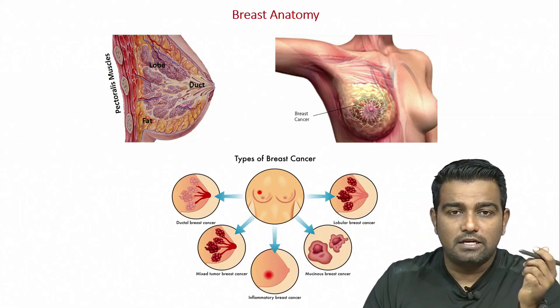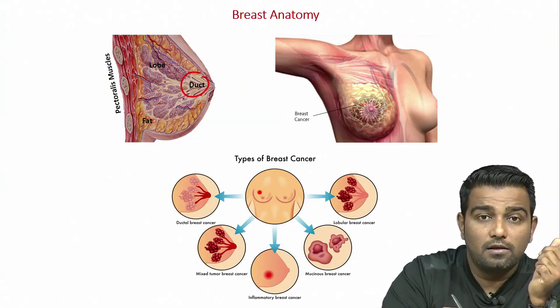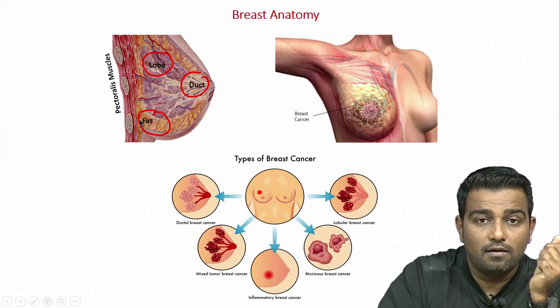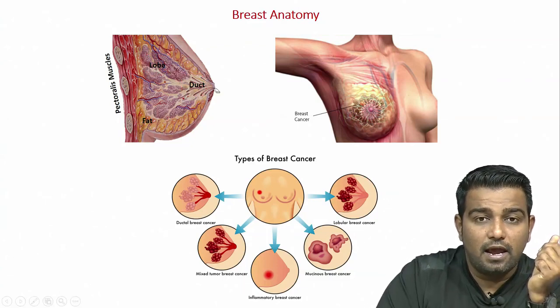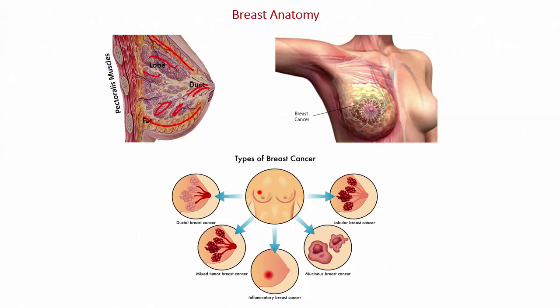If you see the anatomy of the breast, it consists of ducts, lobes and fat. This is fatty tissue here, these are lobular tissues, and then finally there is a duct. This whole thing is supported by pectoral muscles. This is the anatomy of a breast, without going into detail.